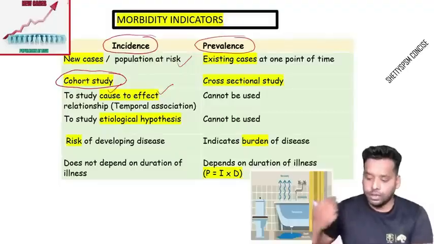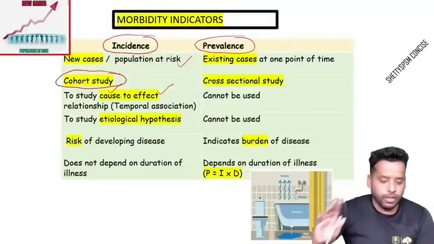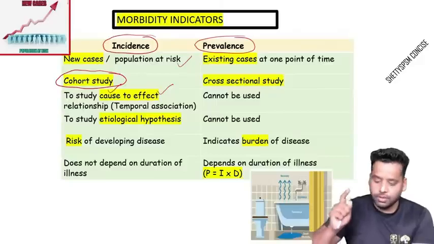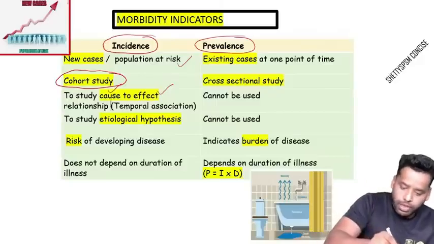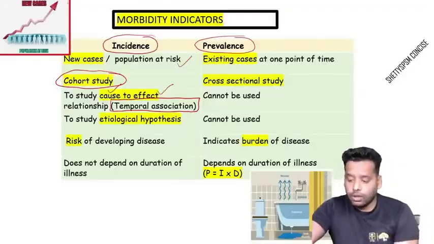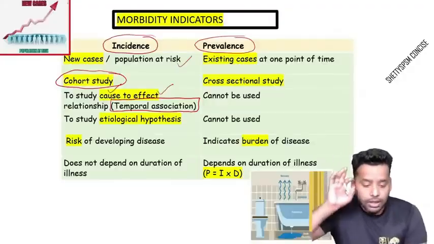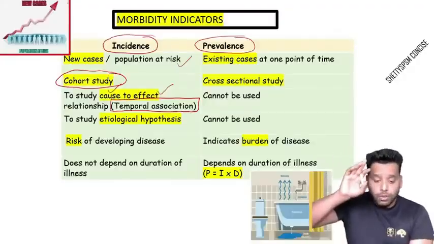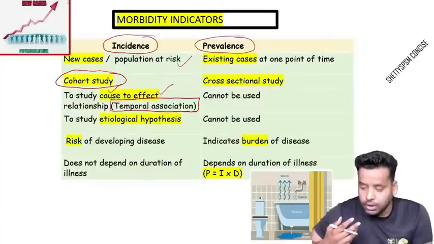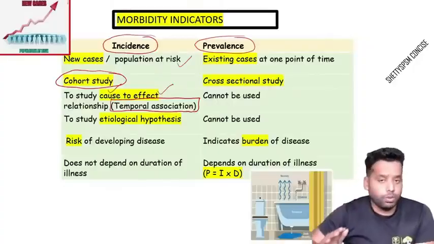What is this association called? My favorite word in the class. Very good. Temporality. Temporal association is the most important criterion to prove etiology. True or false? True statement. We have to prove temporality.